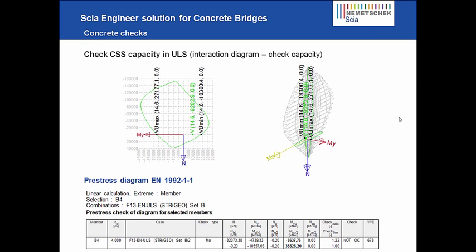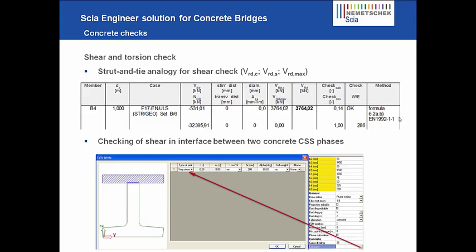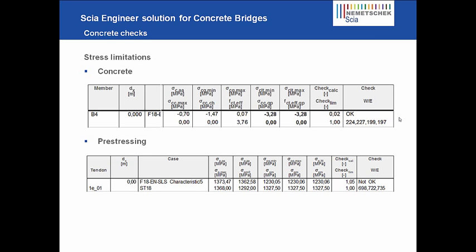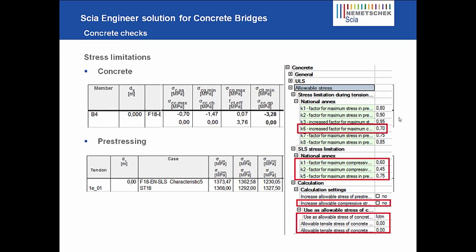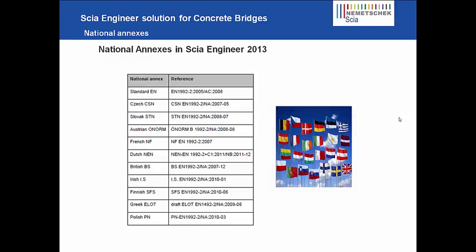Other than that, you still have a capacity check, where you can check in a 3D diagram whether or not it can take all the forces. And you can also check the joints. For this, of course, you have to indicate how the joint is created. Is it a smooth joint or is it a rough joint? You can check the stress limitations. You can check pre-stressing. And of course, it will take into account different parameters, the different values that the national annex provides. We have different national annexes which are provided.